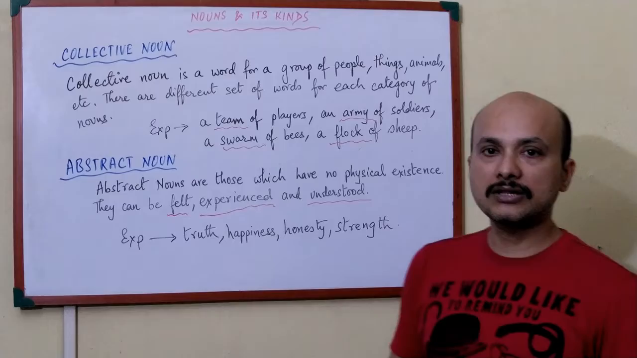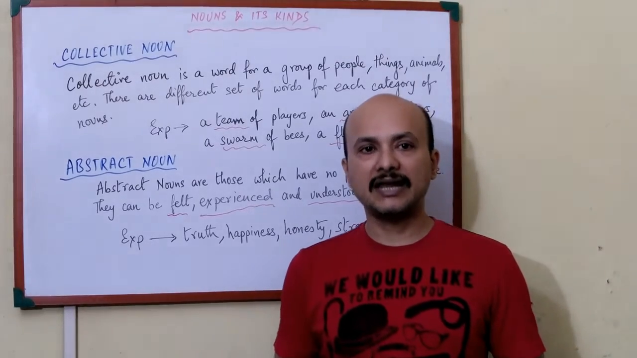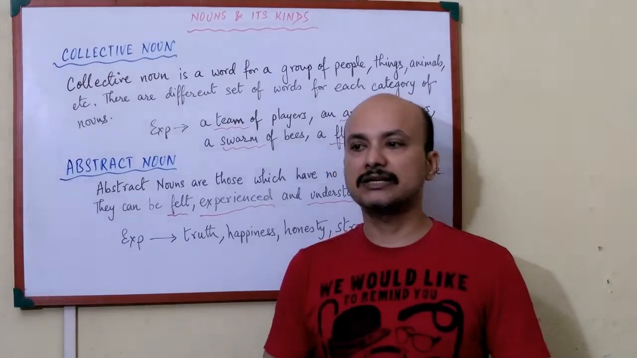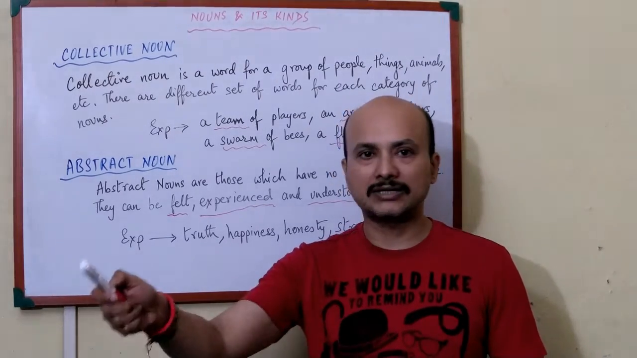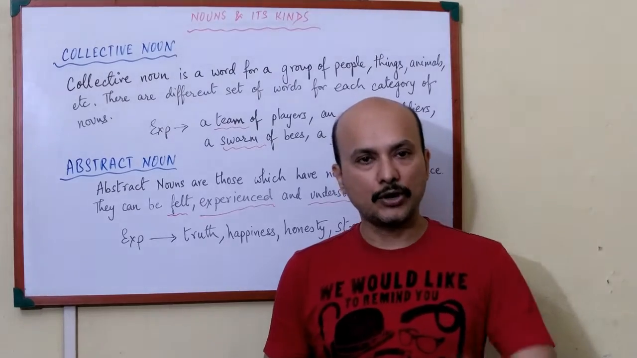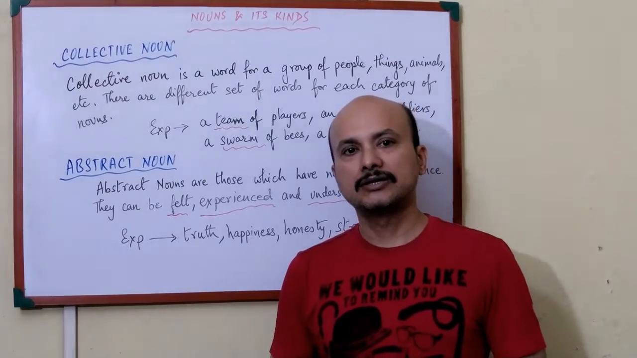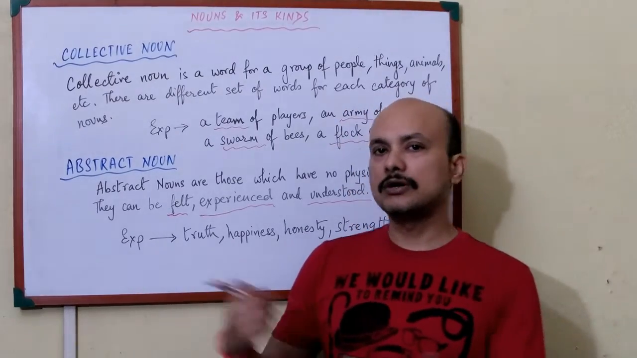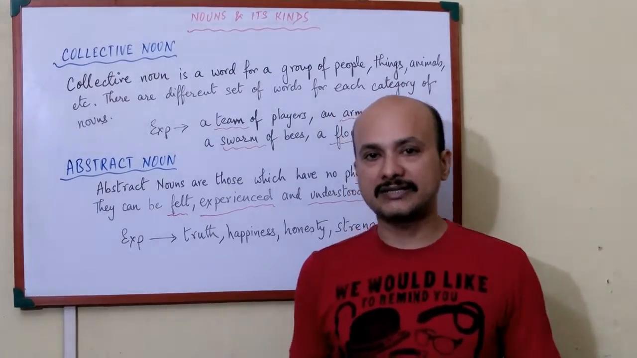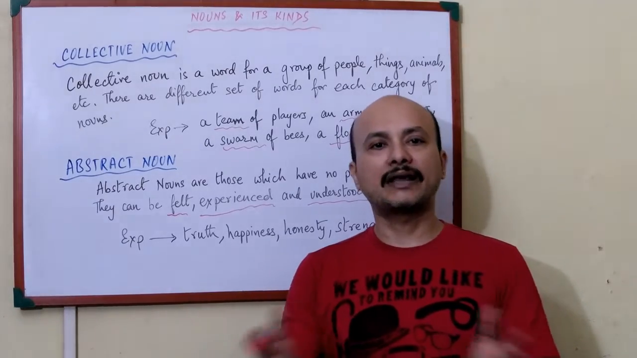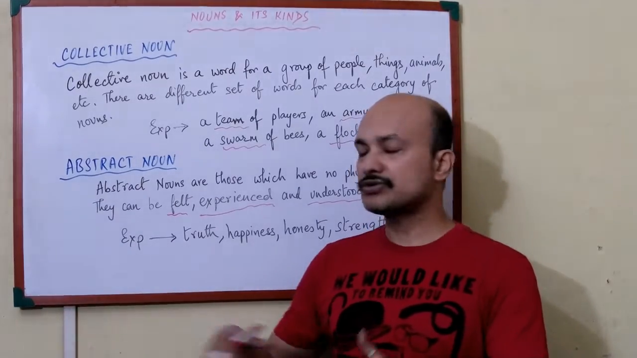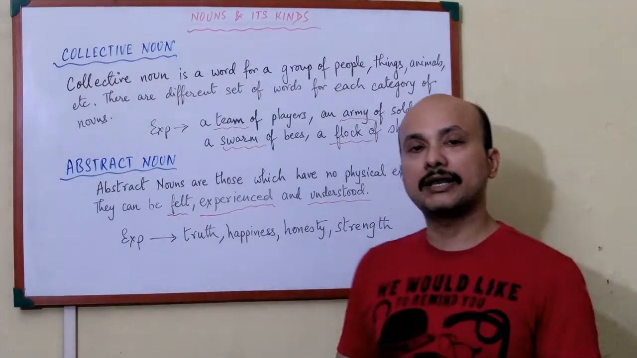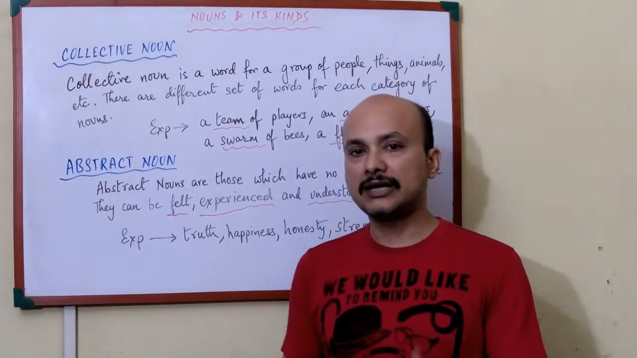Honesty, strength, all these things. Honesty, you can understand, you can feel it, that okay, this person is being honest, you can explain. You cannot show that this is honesty. You cannot point out to it, you cannot touch it. That is what makes abstract nouns different. And if you understand the meaning of the word abstract itself, it means quite different from the regular. So this noun is quite different from the regular nouns that we do, like common noun, proper noun, collective. They are different from them.